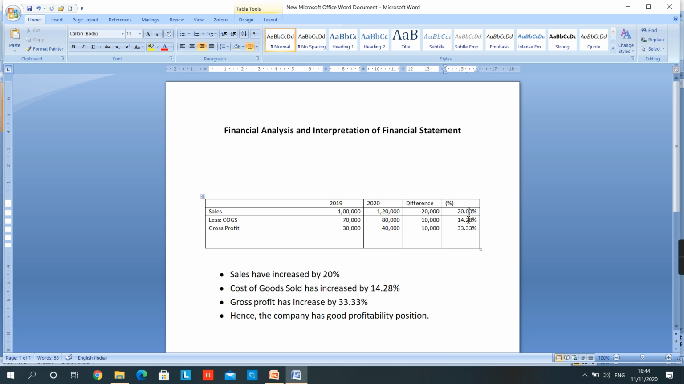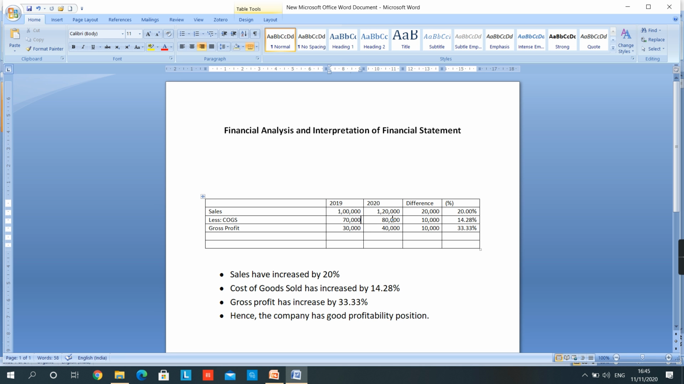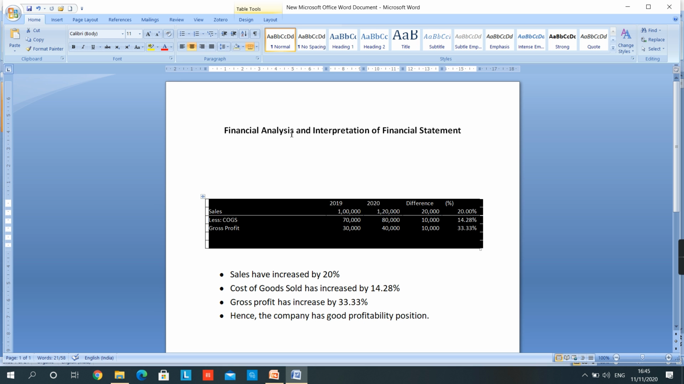Sales have increased by 20%. Cost of goods sold has increased by 14.28%, and gross profit has increased by 33.33%. So this way of studying the relationship, studying the data, is called financial analysis. What you have done here is just studying the financial data, whether it has increased or decreased, and calculating the percentage. So this part is called financial analysis.